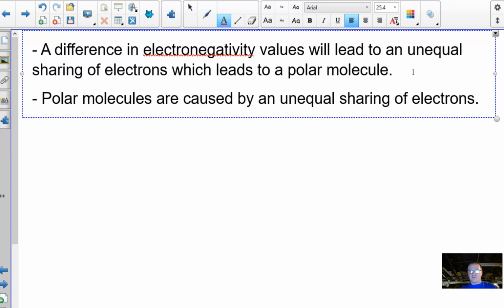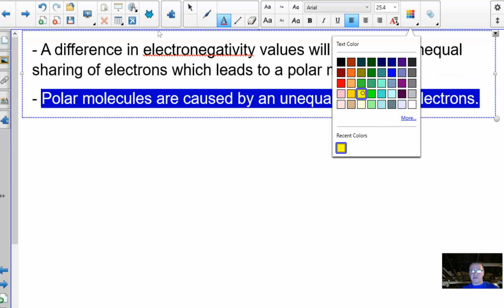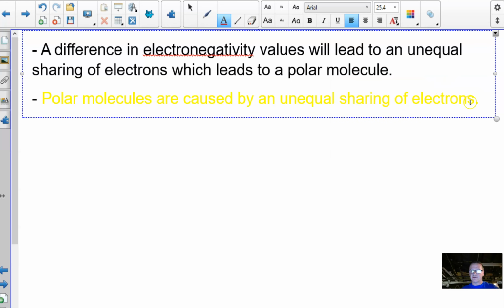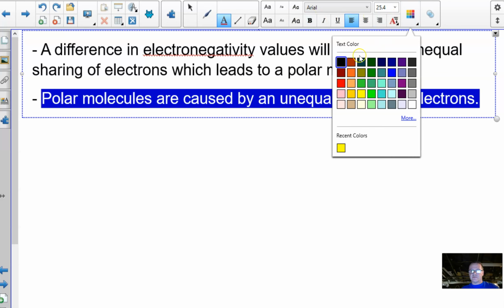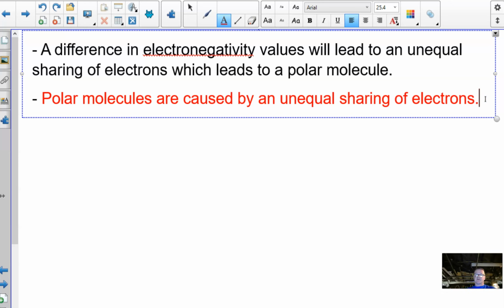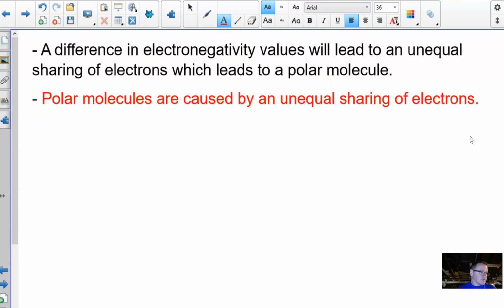But really, this is the big phrase here that people throw around most often, the unequal sharing. Let's change it to: unequal sharing is what causes the polar molecules to exist. Okay.